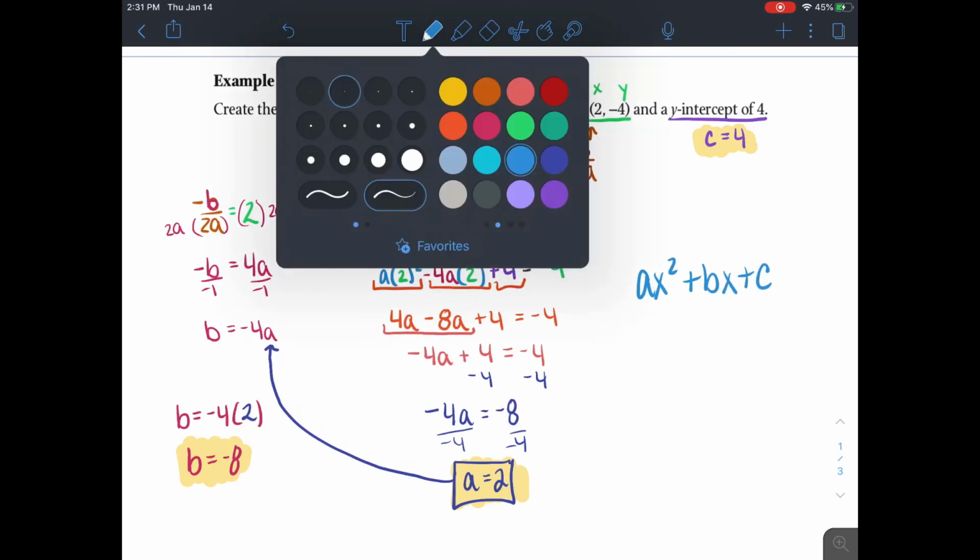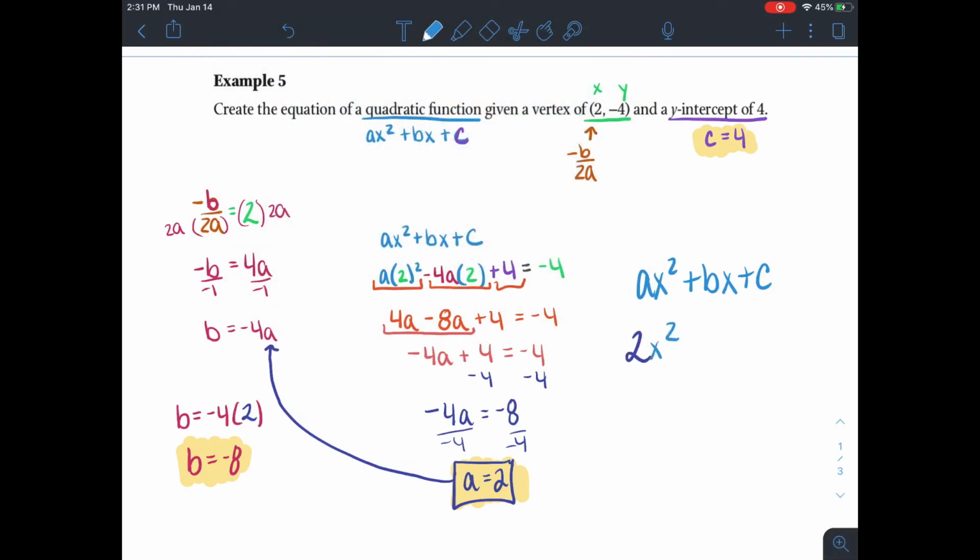So we would have 2x squared minus 8x plus 4. Final answer.